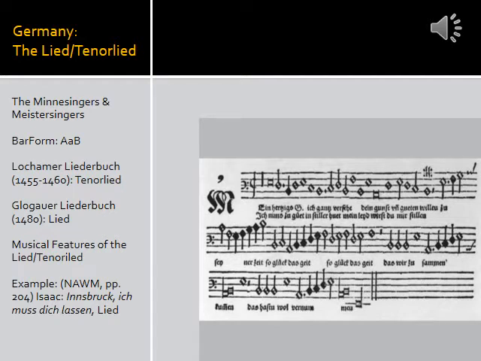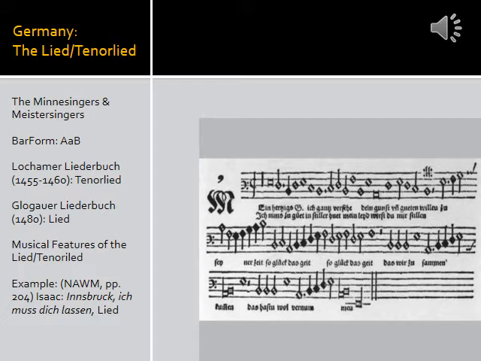Minne means love, and singer means singer. The Minnesingers were actually nobles, much like the troubadours, and instead of their love songs focusing on a mortal woman, they tended to write love songs which focused on the Virgin Mary. But they were very much a noble class and tradition.